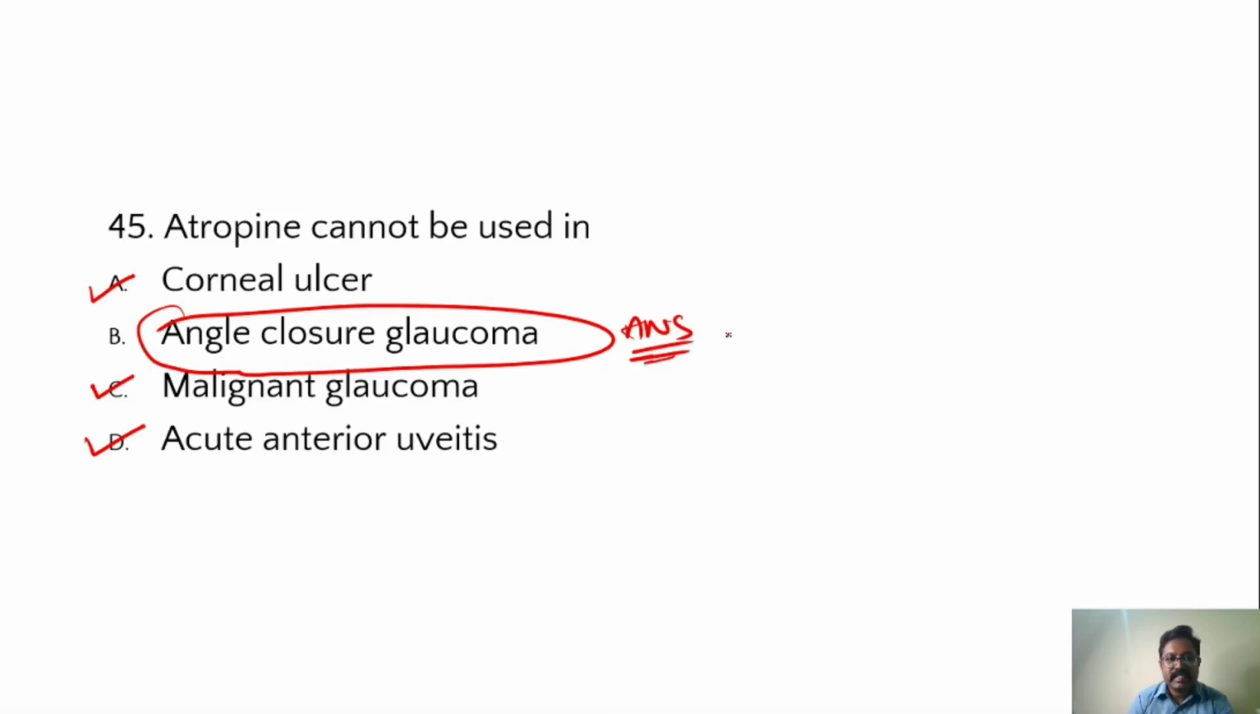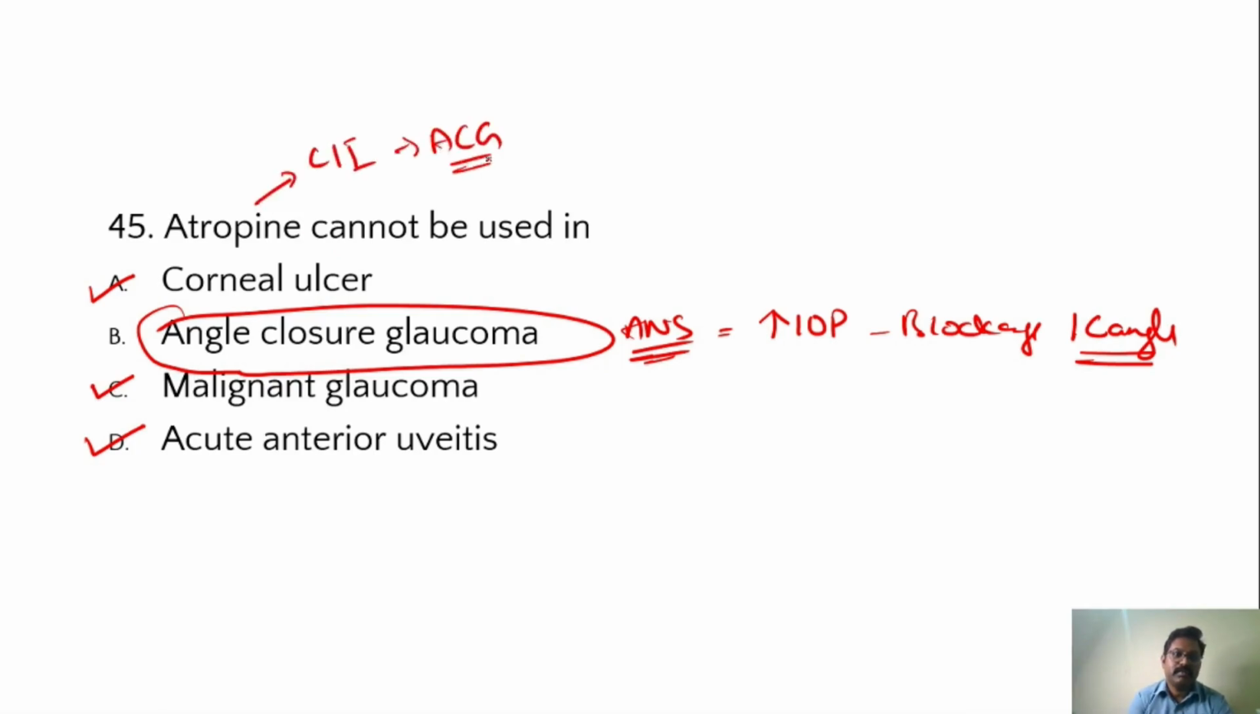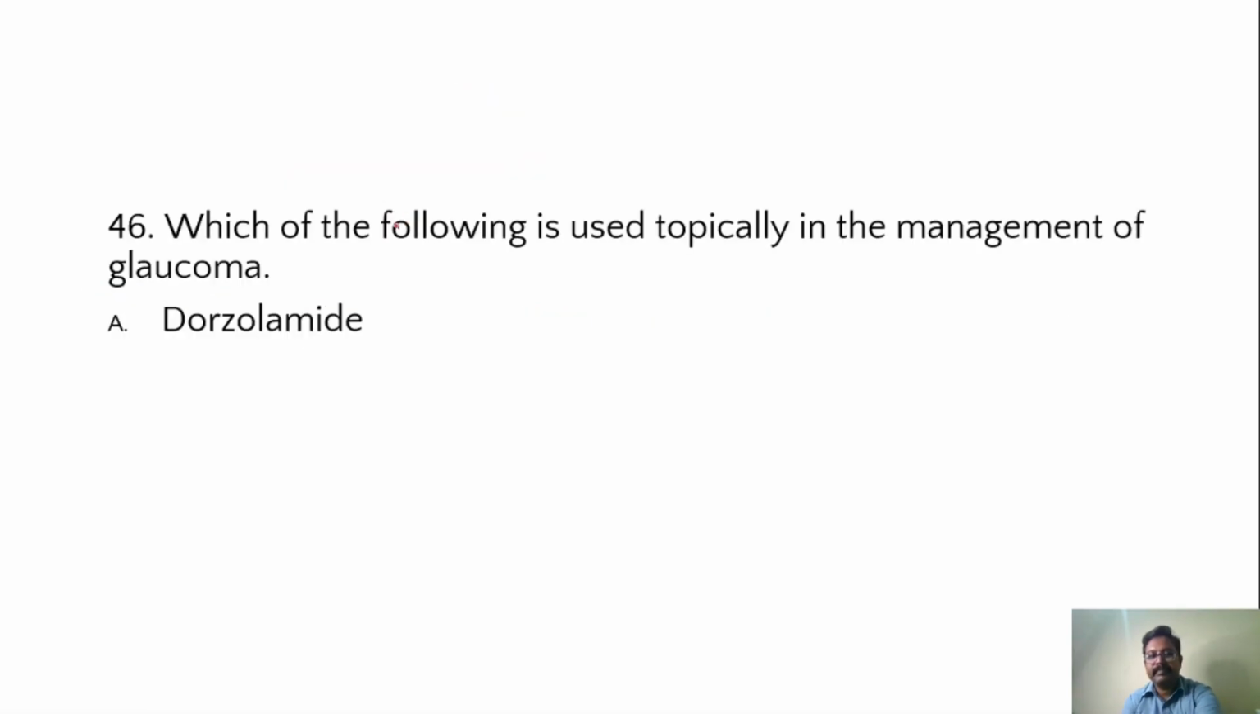If you use this in angle closure glaucoma, there will be an increase in the intraocular pressure due to the blockage of the iridocorneal angle. So atropine is contraindicated in case of angle closure glaucoma. Please remember this. Which of the following is used topically in the management of glaucoma?